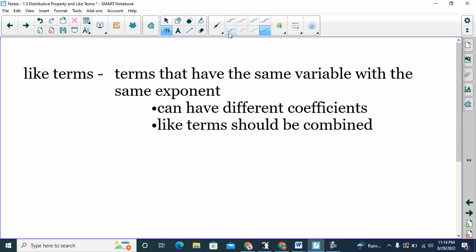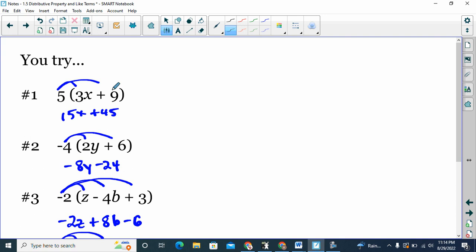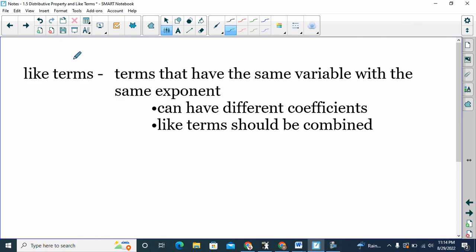So again, like terms are terms that have the same variable with the same exponent. It's okay if they have different coefficients. And like terms should be combined. So when we're talking about terms, remember that's the things in between the plus signs. So that's a term and that's a term. This one down here, that's a term, negative 2z. Positive 6b is a term, and negative 6 is a term. So those are the things we're looking at.